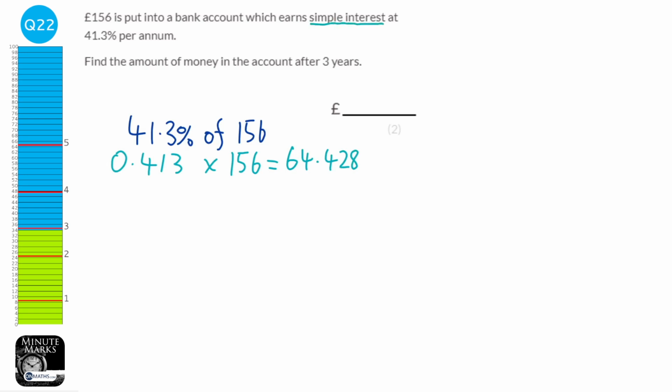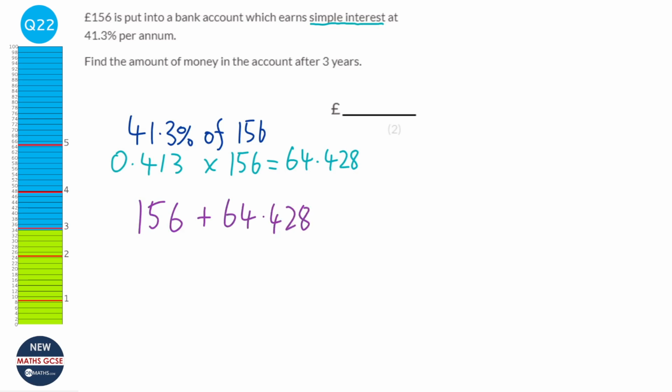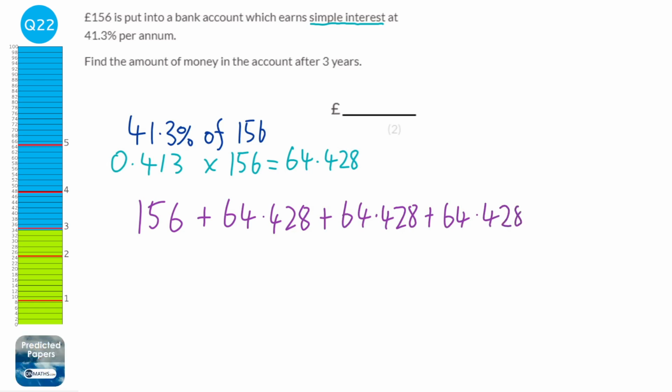Next, we need to understand what simple interest means. Now, simple interest really is simple. And the reason it's simple is it's always the same. So we've got the 156, and we've got the interest for year 1, and we've got the interest for year 2, which will be exactly the same number. Now, I could do this a bit easier by timesing it by 3, or we could add it 3 times. Either way, you get the answer, equals 349.284. But because it's money, we need to round to 2 decimal places.